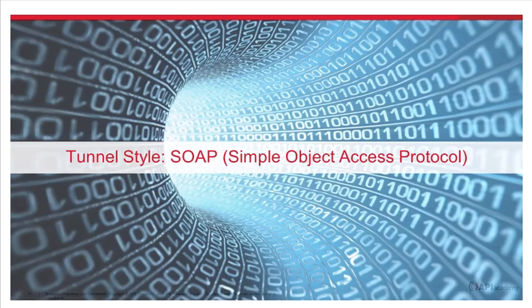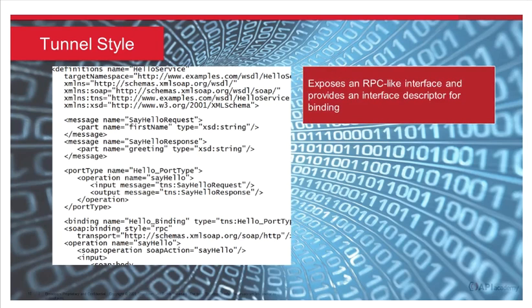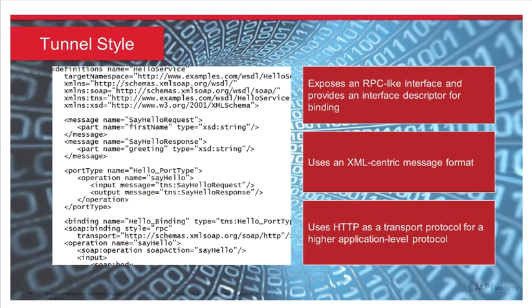Let's take a look at tunnel style. Tunnel style is sometimes also referred to as web service style. SOAP stands for Simple Object Access Protocol and is the most well-known implementation of the tunnel style. Tunneling APIs build on the common pattern of calling functions within a programming language, but extend that pattern to remote services. A tunneling API like SOAP normally exposes an RPC-like interface and provides an interface descriptor for binding, uses an XML-centric message format, and uses HTTP as transport protocol for a higher application-level protocol.